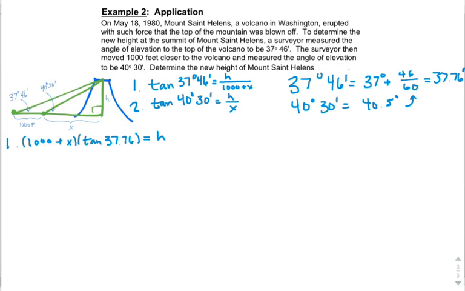Let's do the same thing for the next one. It's going to be even easier. So equation 2 is really just going to be this part multiplied on both sides, right? So it'll cancel on this side. All right, here we go. 2 is going to be x times tangent of 40.5 equals h.